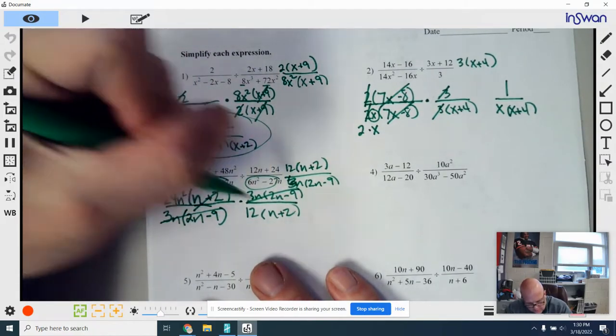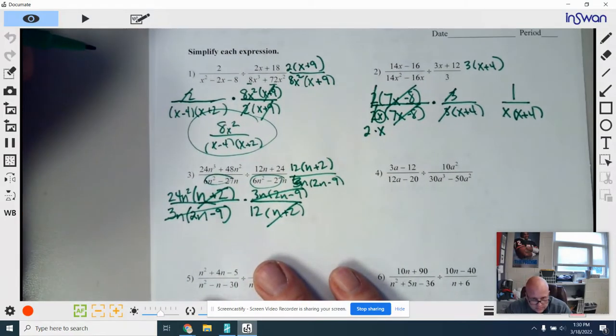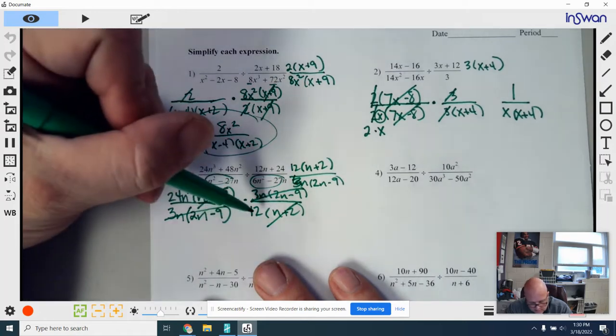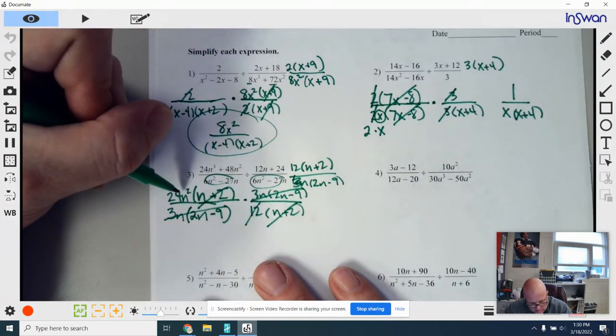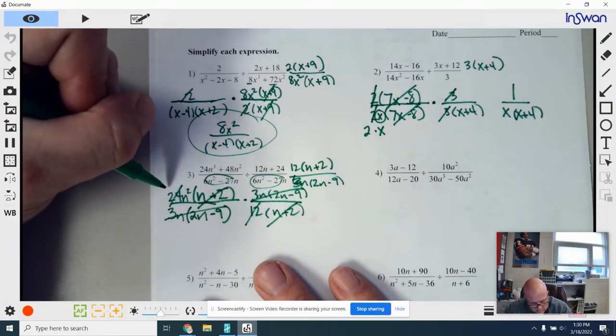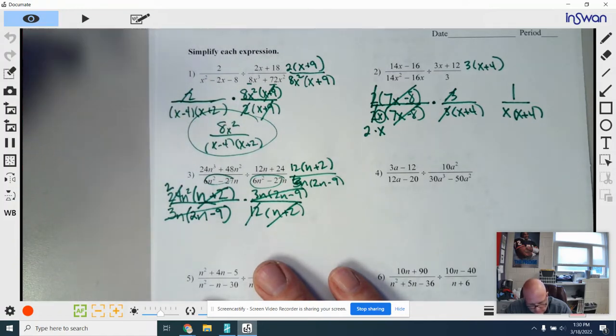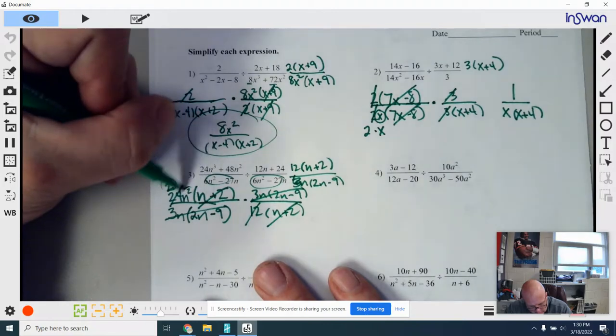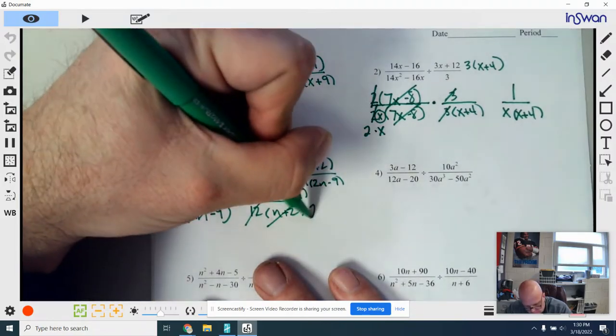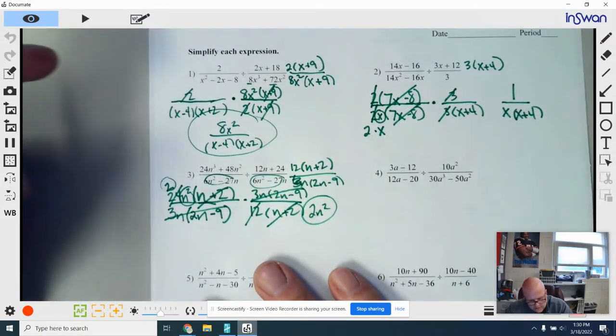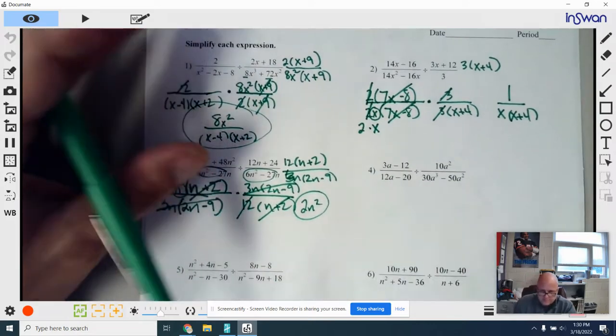Okay, n plus 2 cancels. And then this 12 can cancel, go into there and give you 2 that remains. So all that you have remaining is this 2 and this n squared. So 2n squared is your final answer. There's nothing on the bottom.